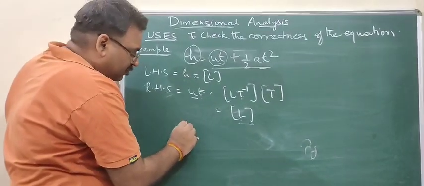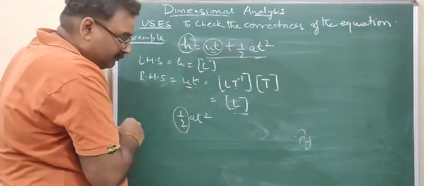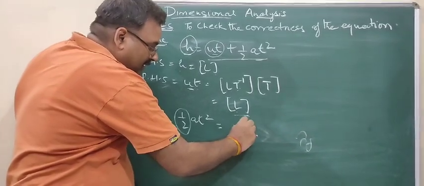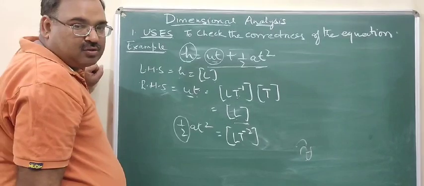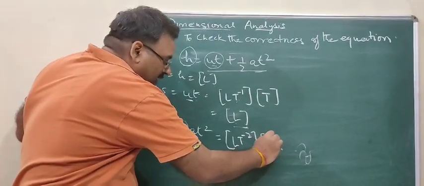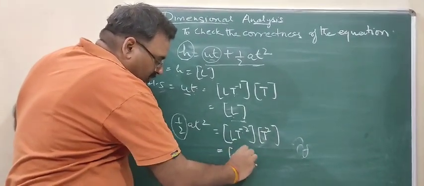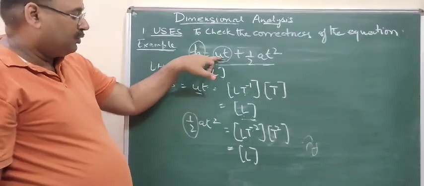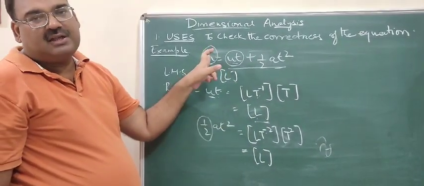Next we see half at square. Now half at square. Half has got no dimension, it's a pure ratio. Then a is acceleration. Acceleration की डायमेंशन क्या होती है lt minus 2. Acceleration is meter per second square. So lt minus 2 and t square. Time की क्या है t square. So minus 2 plus 2 cancels out, again l. So what do we see? We see that dimension of h is l, ut is again l, and half at square is l. So this equation is correct.